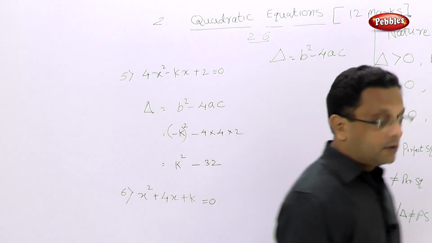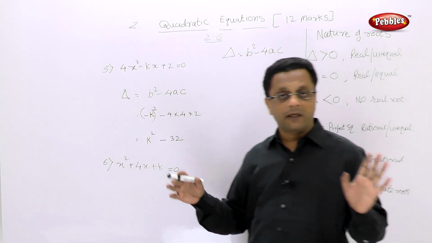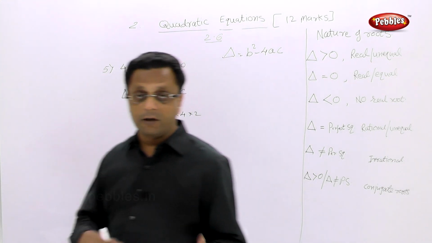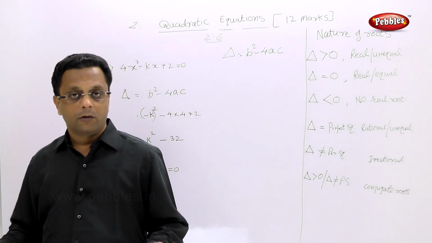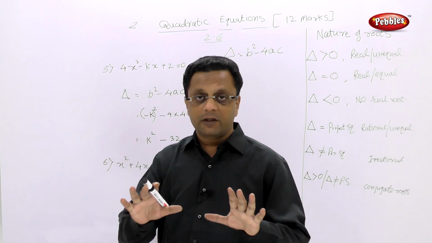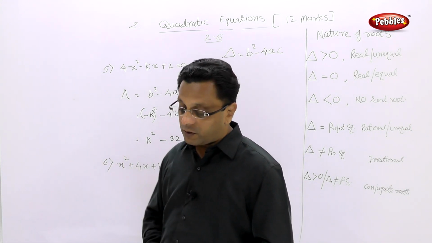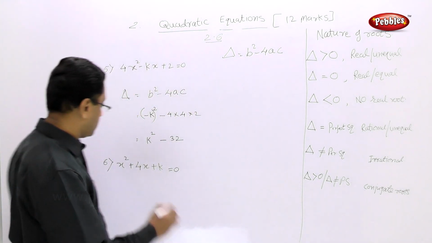Here also we only have to find the discriminant. We don't have to find the value of k. It is not given that whether the roots are real or not, we don't know. So don't equate it with 0 and find the value of k. Just limit yourself to finding the value of the discriminant only. So the answer for this is 16 minus 4k.